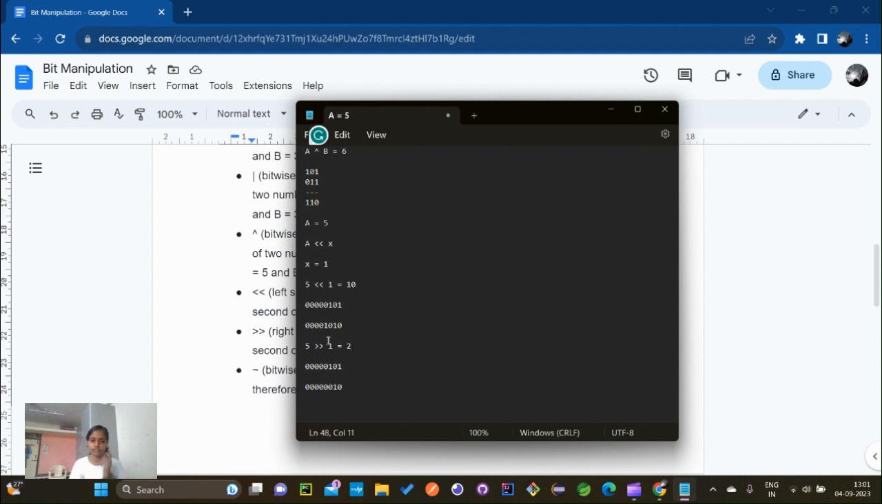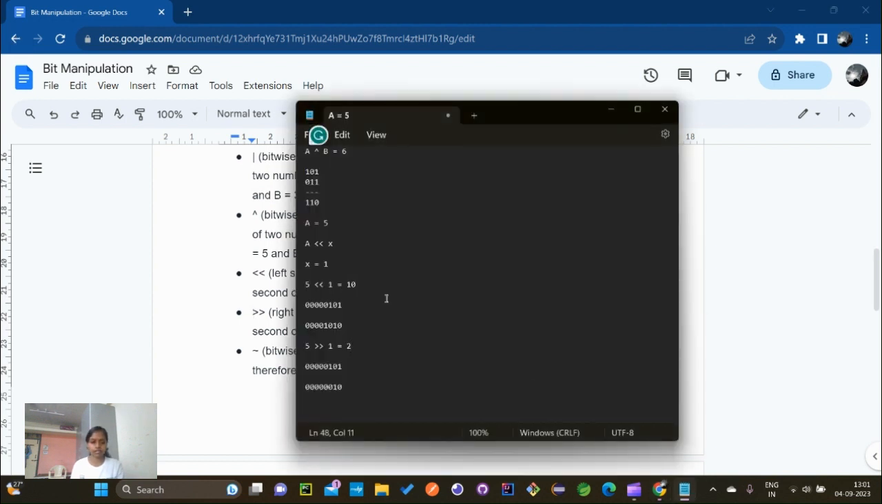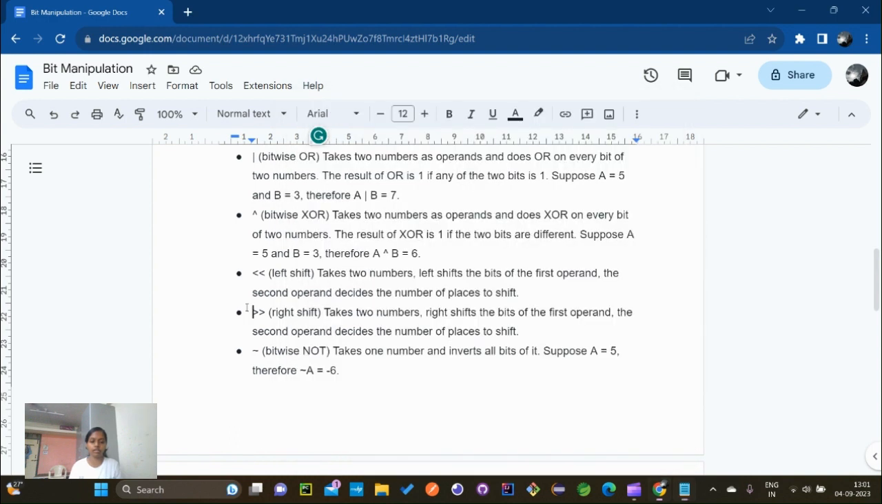So this is the left shift and this is the right shift. These two operators we have seen. We have to shift the bits either to the left or to the right, and we have to consider this as either 8-bit or 16-bit, whatever bits you are considering.